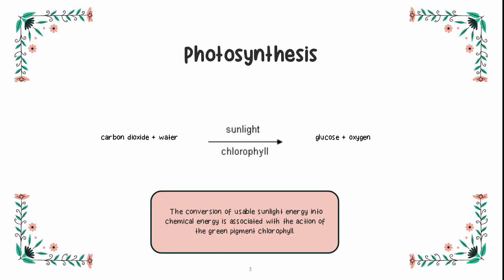Photosynthesis may be summarized by the word equation that is shown. The conversion of usable sunlight energy into chemical energy is associated with the action of the green pigment chlorophyll.